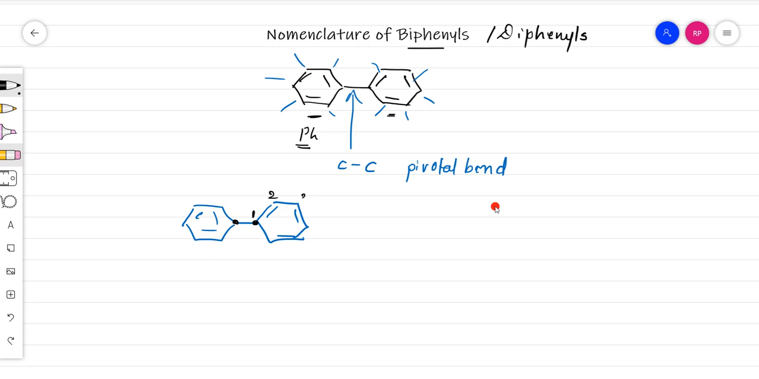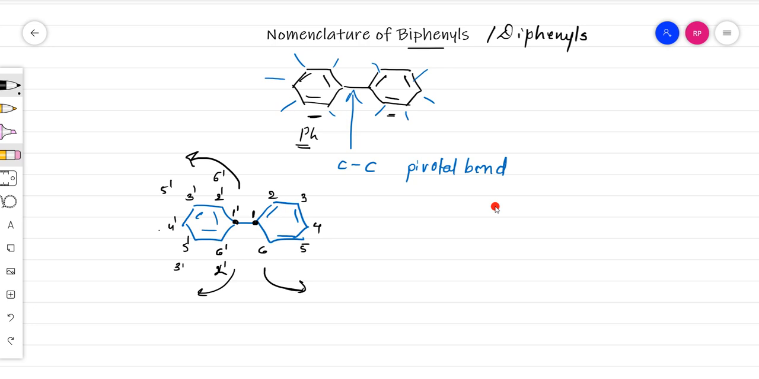So if I number this 1, 2, 3, 4, 5, 6, then the second ring will also be numbered in a similar way, but it would be 1 dash, 2 dash, 3 dash, 4 dash, 5 dash, 6 dash. Now, it is not necessary that you go from this side only. You can go from this side as well. So this can be 1, this can be 2 dash, 3 dash, 4 dash, 5 dash, 6 dash, depending upon what substituent is present. Similarly, you can number it from this side also.